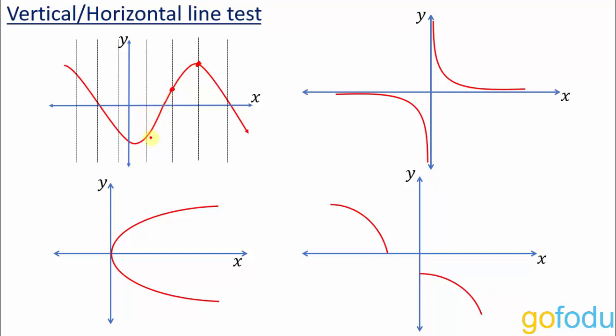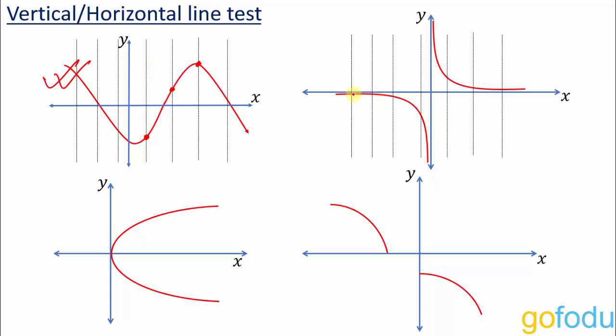There is no vertical line which cuts the graph at more than one point. Okay, so this is a function. And this one is also a function. Okay, all the lines are cutting the graph at one point only. This one is also a function.